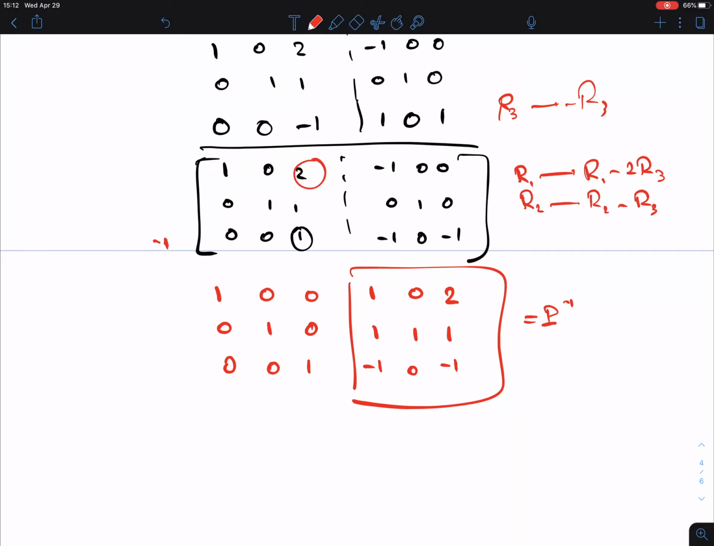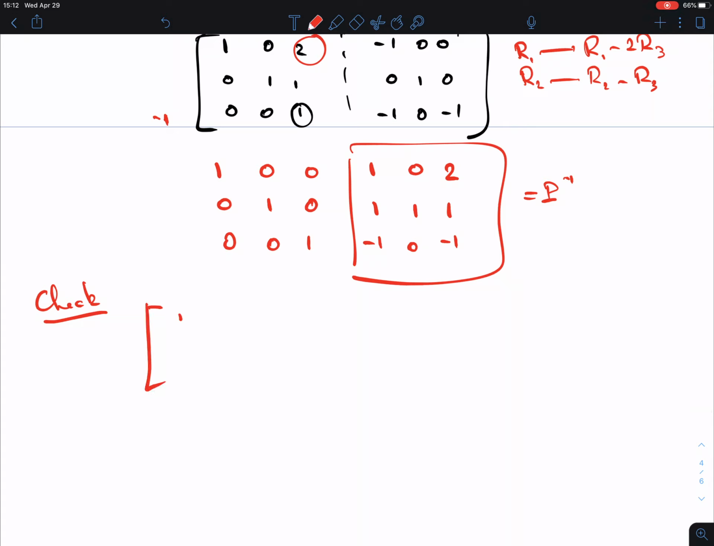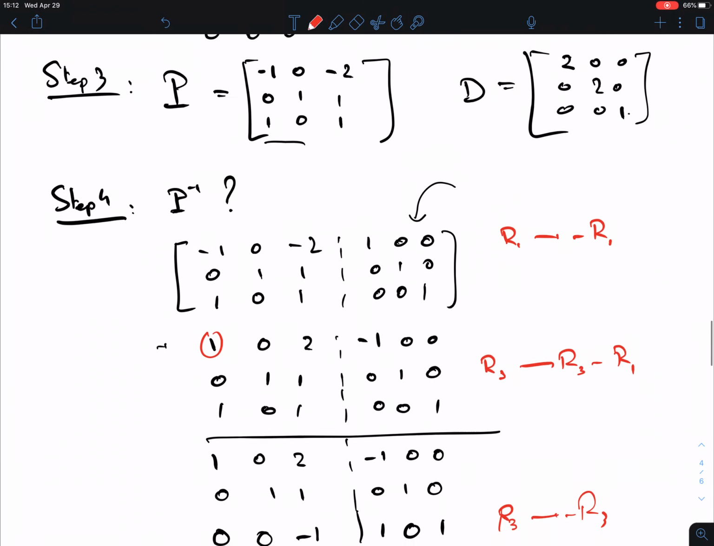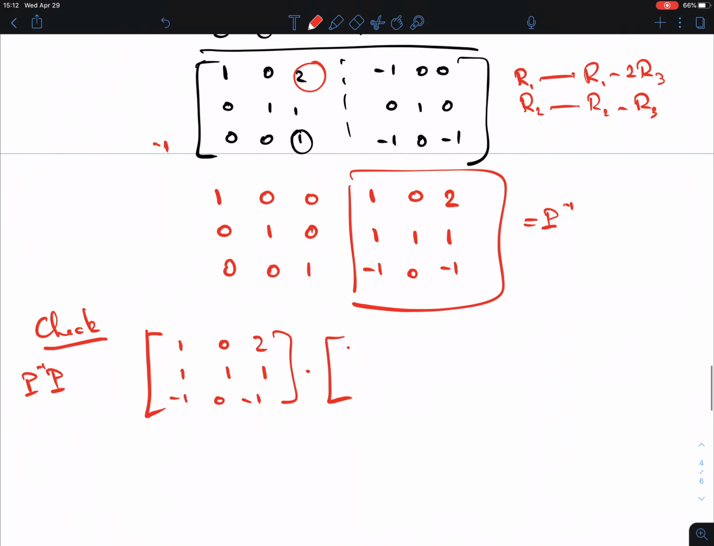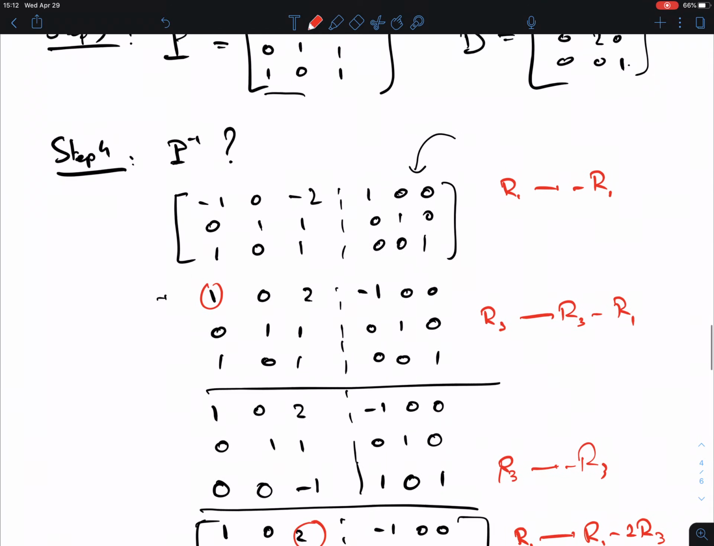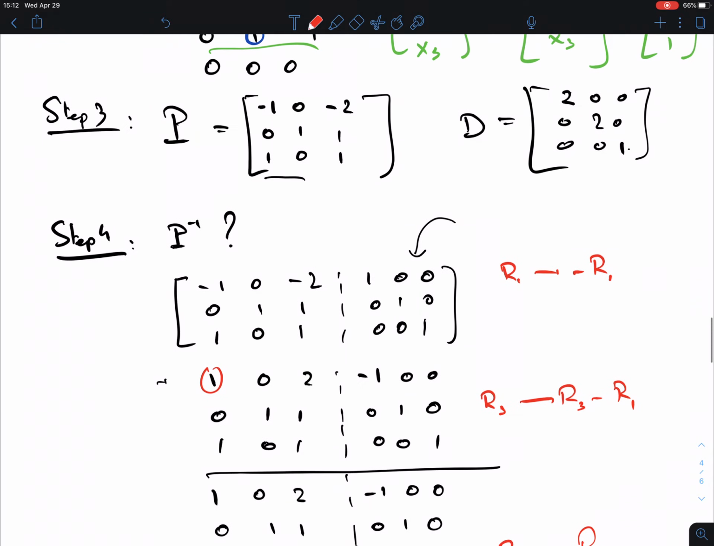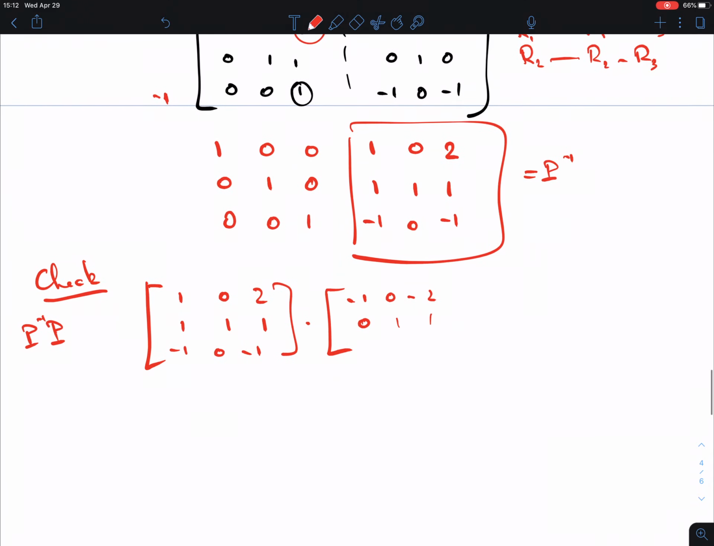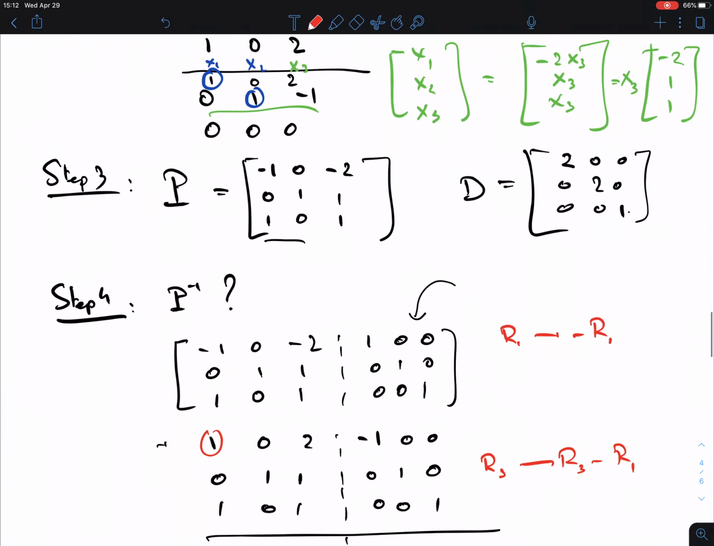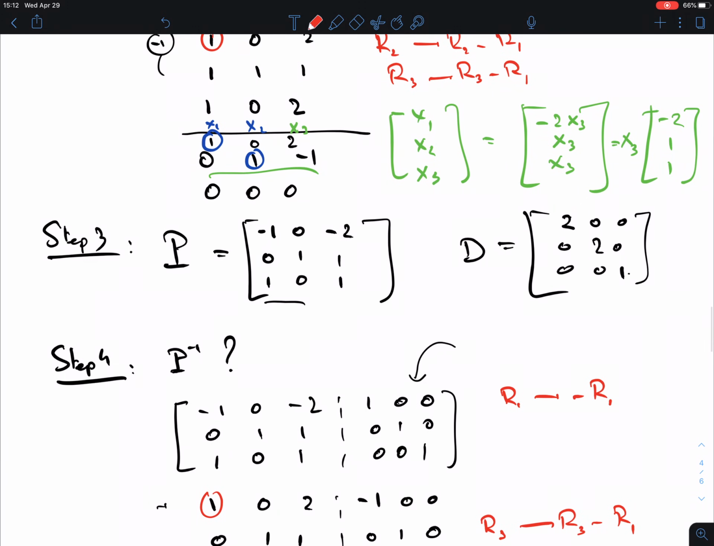Now I don't trust myself, so I'm going to check. It's not necessary, but just to make sure that I don't make mistakes. 1, 0, 2, 1, 1, 1, minus 1, 0, negative 1. So how do I check? Well, what I'm going to do is multiply them and see whether I get what I need to get, namely the identity matrix. Minus 1, 0, negative 2, minus 1, 0, negative 2, 0, 1, 1, 0, 1, 1, and 1, 0, 1. The numbers look very similar, right? But that doesn't mean anything. That's just because they're still rather simple matrices, that's why.